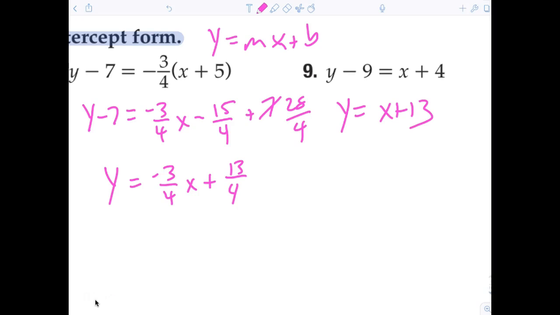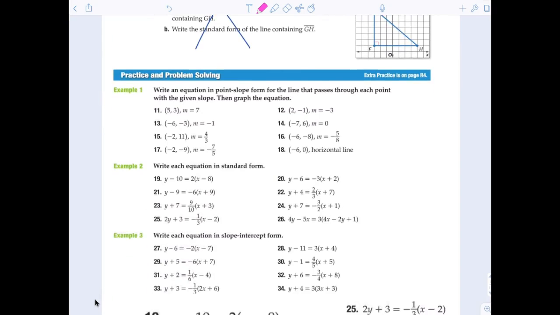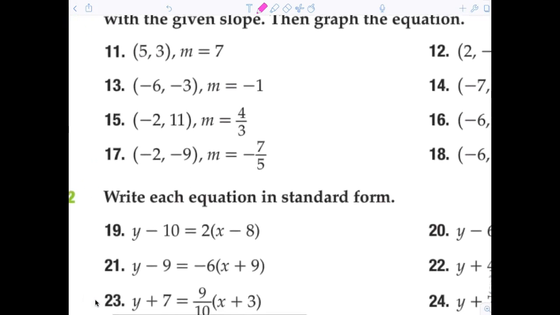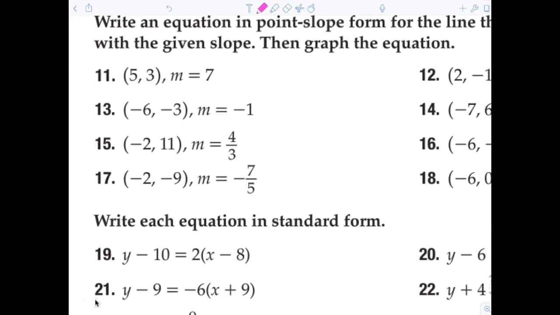All right, so you should have a really good understanding of point slope, slope-intercept, and standard form. All right, let's see what you know. So now let's fly around the room. Notice it says graph the equation. I don't worry about graphing the equations right now.